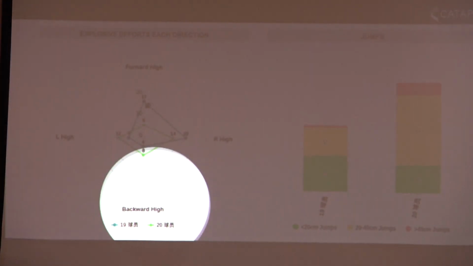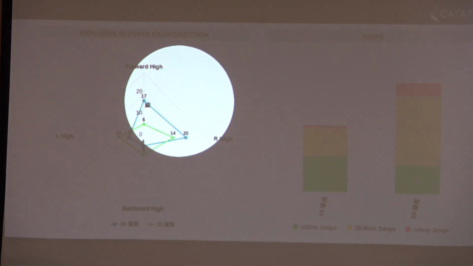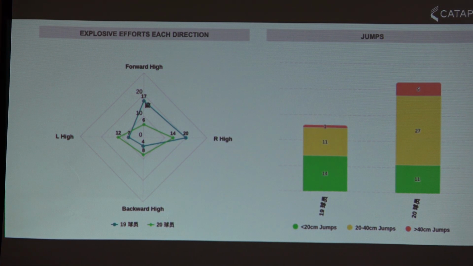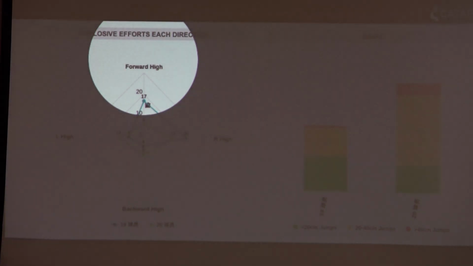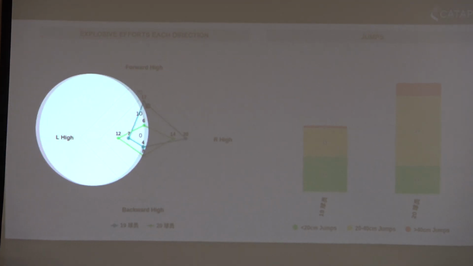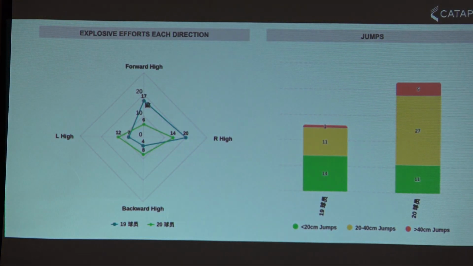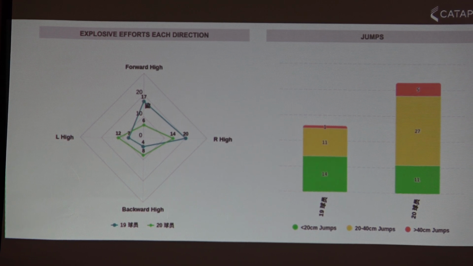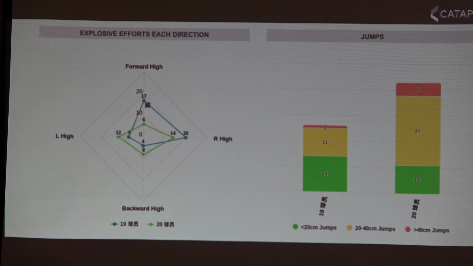And here on the left is how many times the goalkeepers have done explosive movements. Like in this radar chart, you have numbers for forward, backward, change of direction to the left, and change of direction to the right. These are explosive efforts at maximum speed. So from here we can really see the movement pattern of goalkeepers.